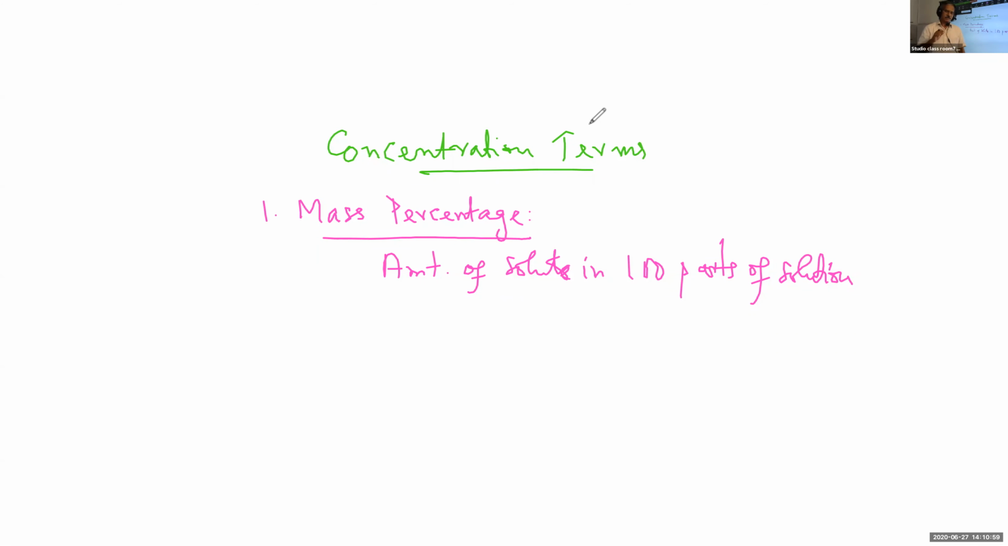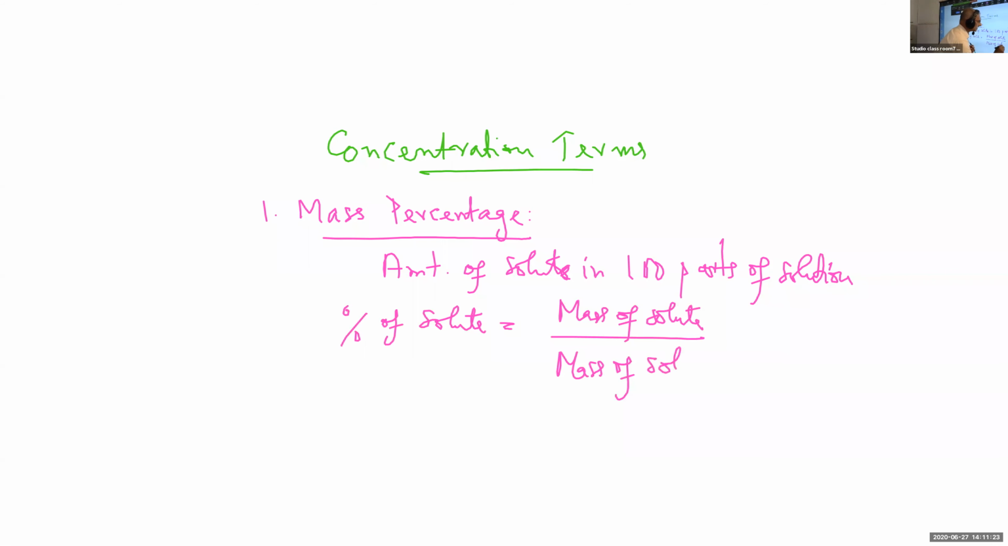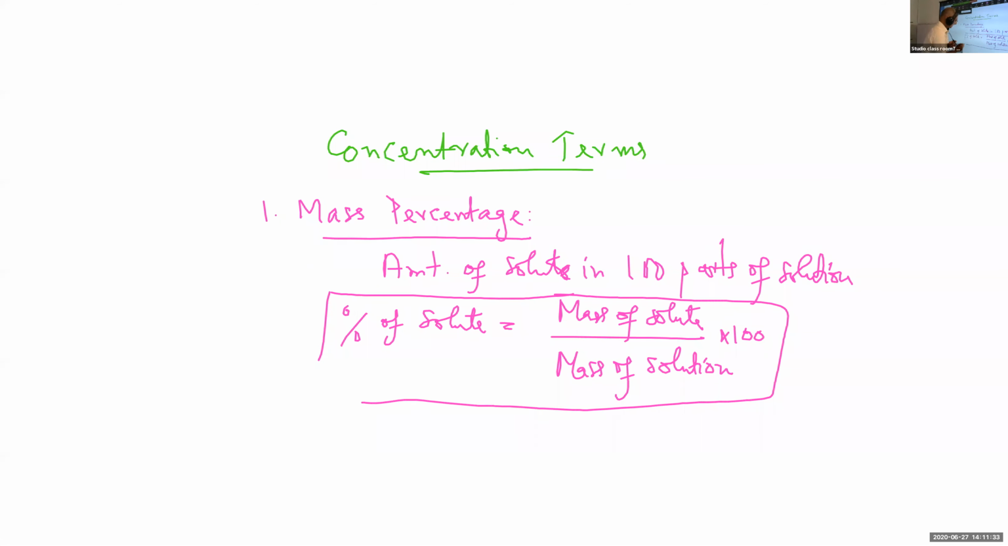So, we can write an equation like this. Mass percentage of a solute is equal to mass of solute by mass of a solution, not a solvent, solution, into 100. And this will give you the mass percentage of the solute. The percentage of solute in the solution is equal to mass of the solute by mass of the solution into 100. How do you get the mass of the solution?